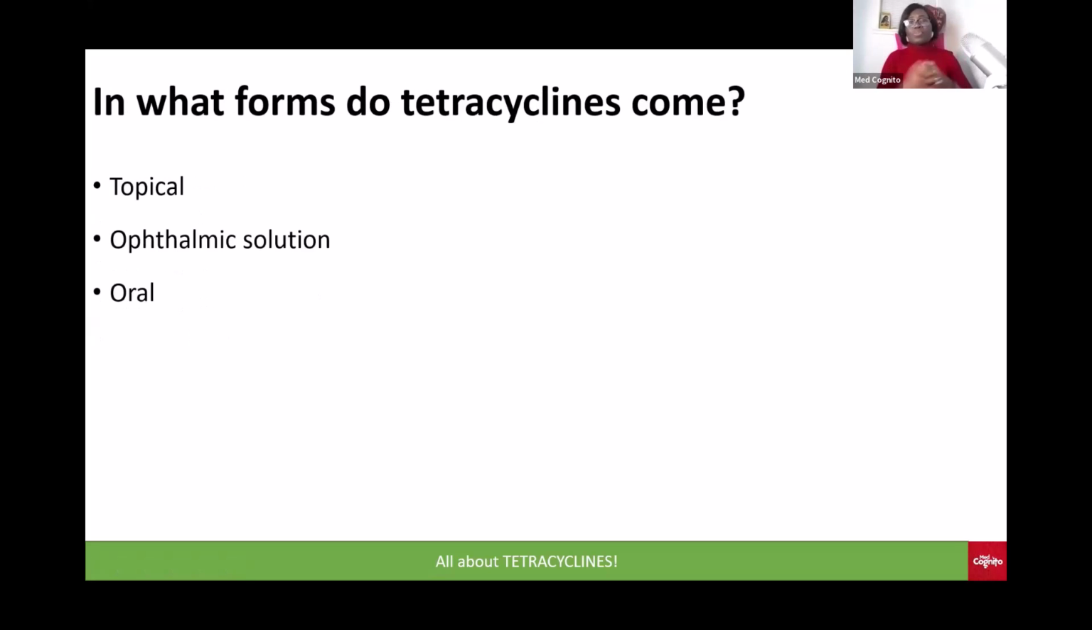So in which forms do tetracyclines come? We can have it as topical. You remember from the acronym, we use it to treat acne. So we can have topical tetracycline creams used to treat acne. We can have it in ophthalmic solution. So I guess you may have heard of tetracycline eye ointment, tetracycline eye drops, and we can have it in oral forms as well. So take note of that.